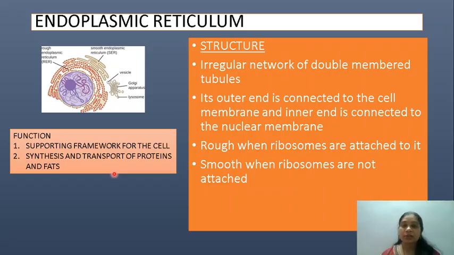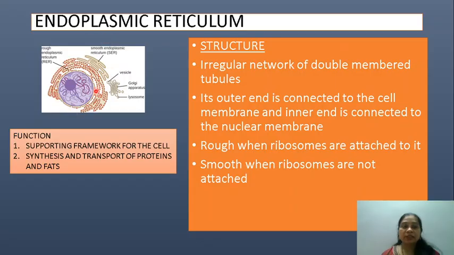Okay, what is a cell organelle? The smaller parts of the cell. So, we are going to study each and every small part in detail. Okay, so the first part I've chosen is the endoplasmic reticulum. Now, how does the endoplasmic reticulum look?